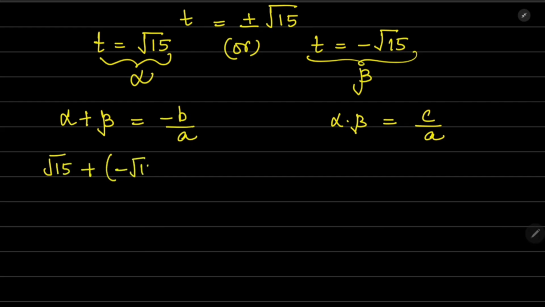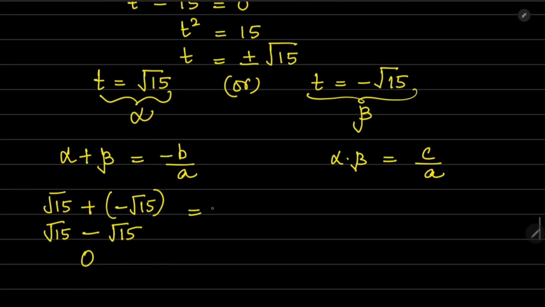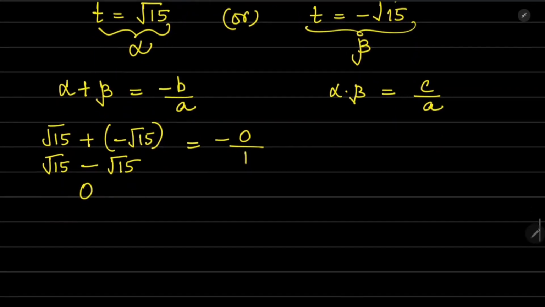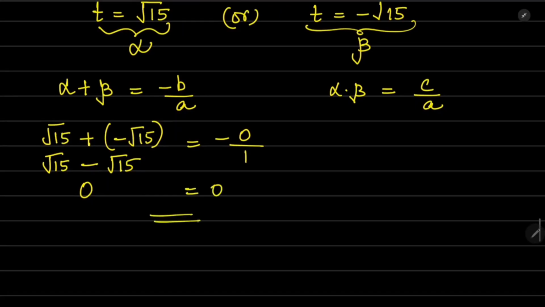Minus root 15. So you have root 15 plus into minus is minus root 15, which is nothing but 0. Okay, what is minus b? Minus 0 divided by what is a? It is 1, which is also equal to 0. So 0 equal to 0.